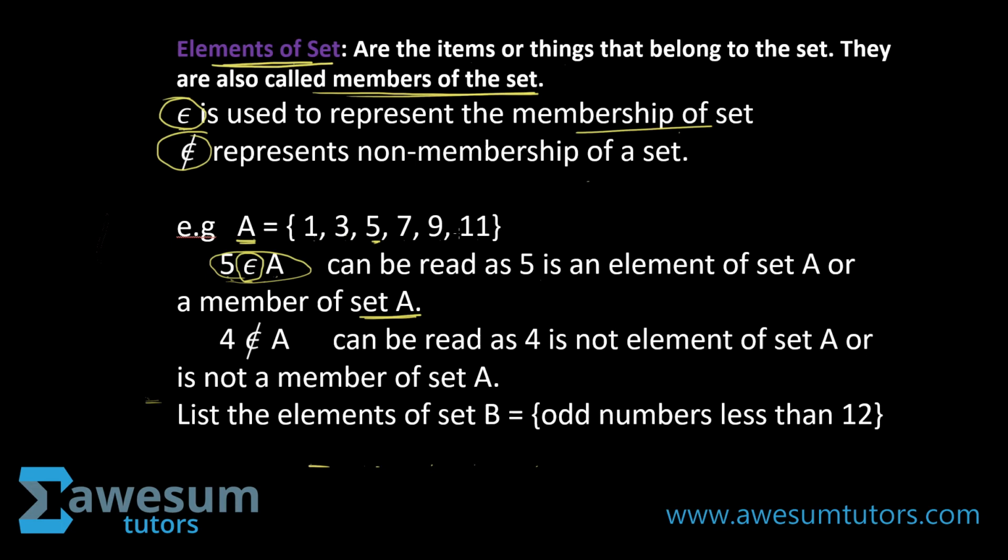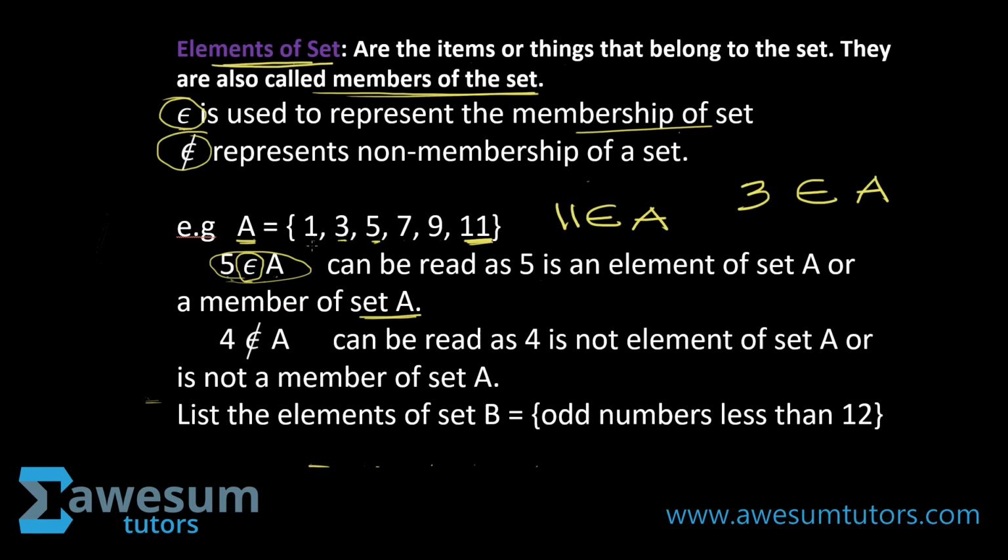Okay, so what about 3? Is 3 an element of set A? Yes, 3 is present. It is an element of set A. So I can say 3 is an element of set A. Okay, what about 11? Is it an element of set A? Yes, I have 11 right here. 11 is an element of set A. Very good, guys. What about 4?